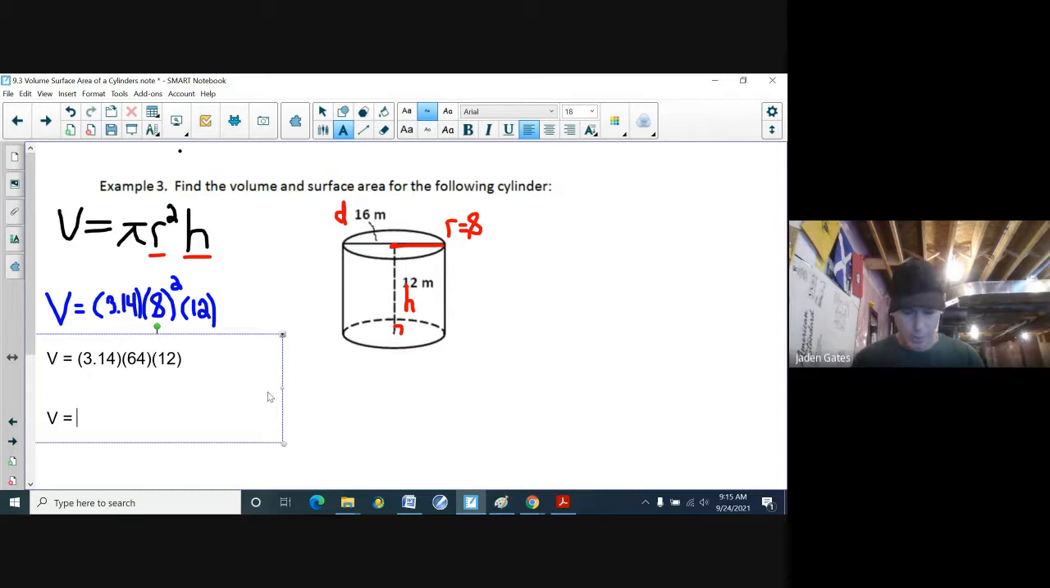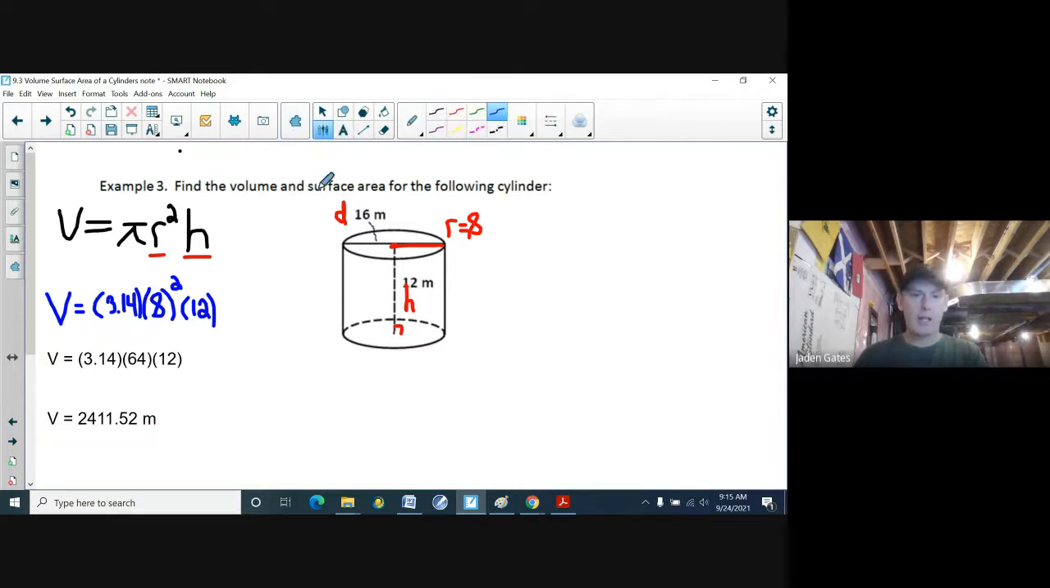So we get 3.14 times 64 and then times 12. And I get 2411.52. Again, 2 decimal places. My units here are meters, and this is a three-dimensional object that's taking up space. So there we go, 2,411.52 meters cubed, as they say.